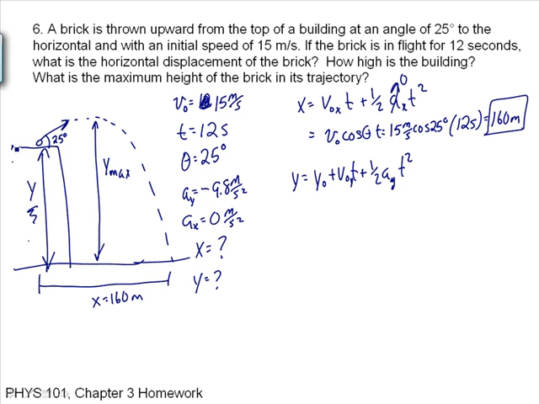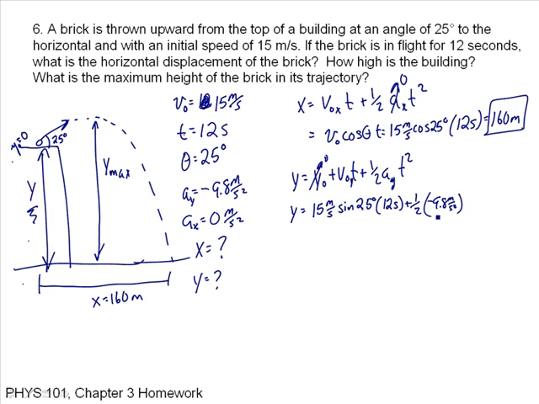You'll usually just set y naught to whatever you want it to be. I'm going to say that this point is y naught equals 0. So my beginning point is y naught equals 0, and then I just solve for y. V naught y is 15 times the sine of 25. That's the y component of my initial velocity. The time is 12 seconds. The acceleration is negative 9.8.